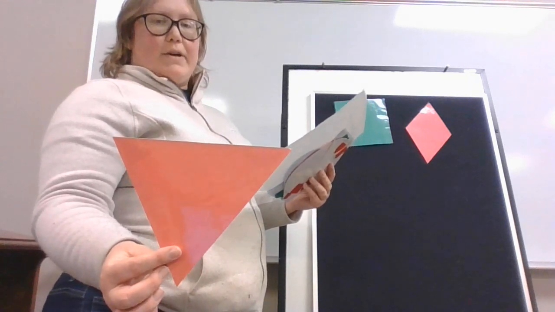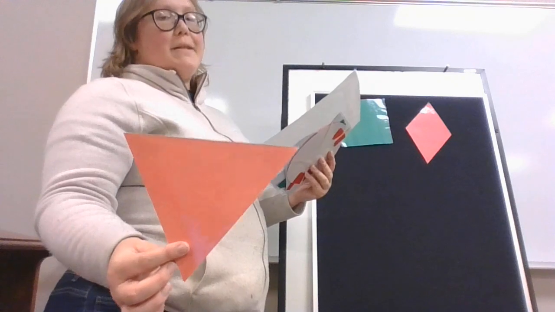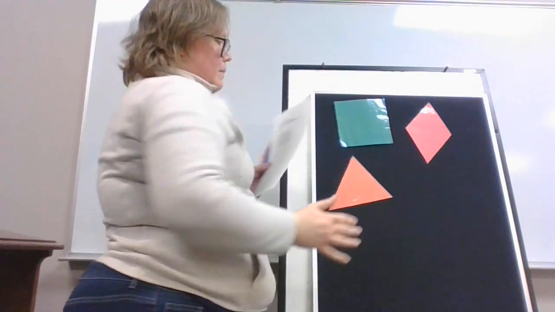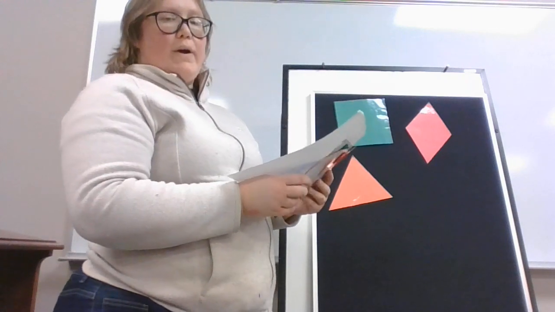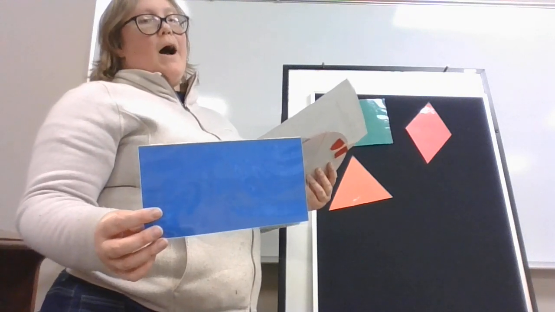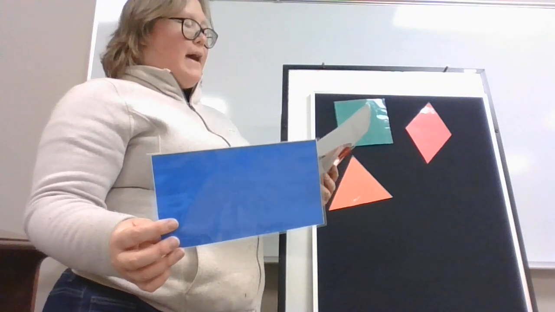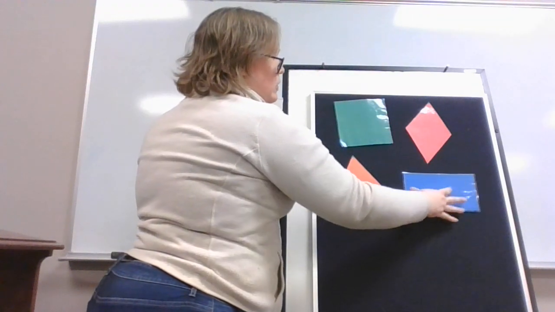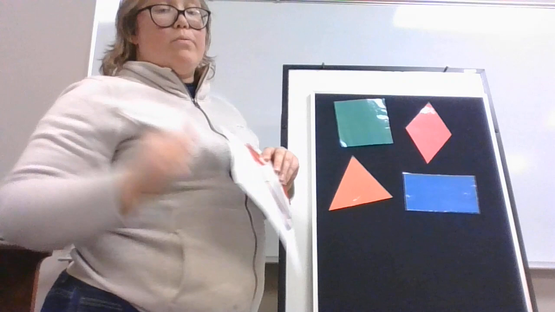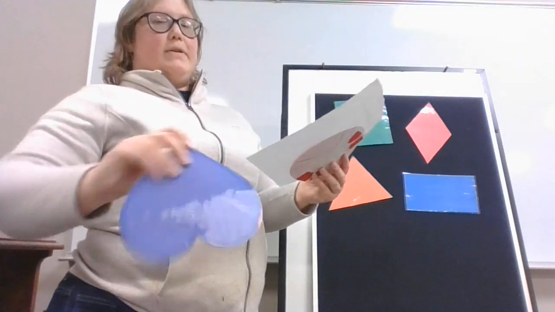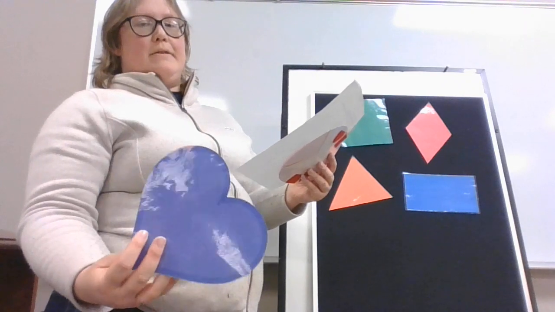Some of these are a little tricky because of the camera. This is a red triangle. I see a red triangle looking at me. Red triangle, what do you see? Tell me what that is. It's a blue rectangle. That is right. I see a blue rectangle looking at me. Blue rectangle, what do you see? What does the blue rectangle see?